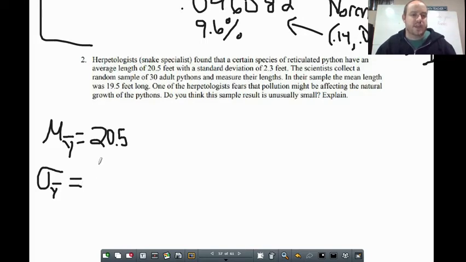Then for the standard deviation, remember, how do we find the standard deviation of a sampling distribution? Well, this is quantitative data. There's nothing to do with proportions here. So we're looking at the original standard deviation divided by the square root of our sample size. So in this case, that's going to be 2.3 divided by the square root of our sample size, which is 30.